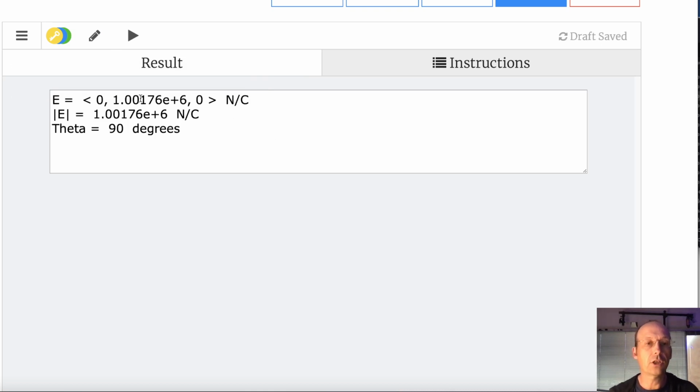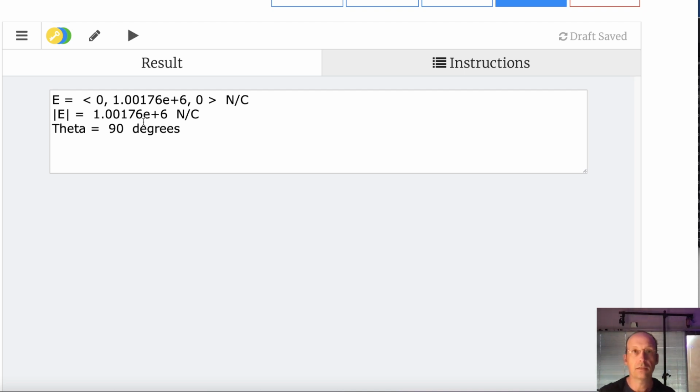Okay, there we go. So I have 1 times 10 to the 6th, 10 to the negative 6th, is the electric field in the y direction. That seems legitimate. I think it's okay. And then the magnitude's a million. And then theta is 90 degrees. Okay, so I'm pretty happy with that.